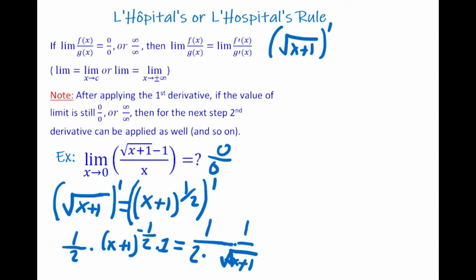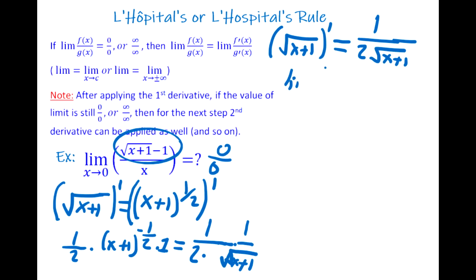The derivative of square root of x plus 1 is going to be 1 divided by 2 times square root of x plus 1, guys. And now, if you take the derivative of the numerator here, then the derivative of negative 1 is going to be 0. So it's going to be 1.